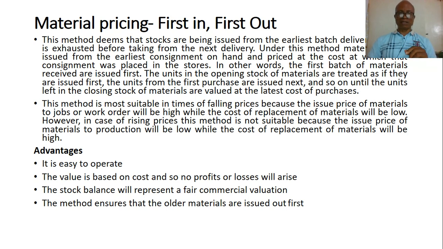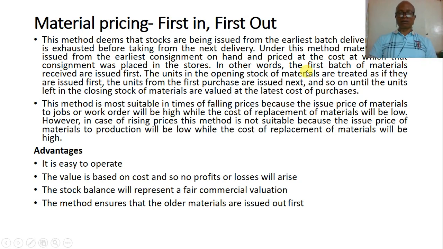So what this means is that you issue stock from the first batch. When the first batch is exhausted, you go to the next batch. When the next batch is exhausted, you go to the next batch. So it means that you don't touch the latest goods coming in. You start with the first and you keep on deducting or taking from it, using the cost at which they came in, batch by batch, before going to the next one.